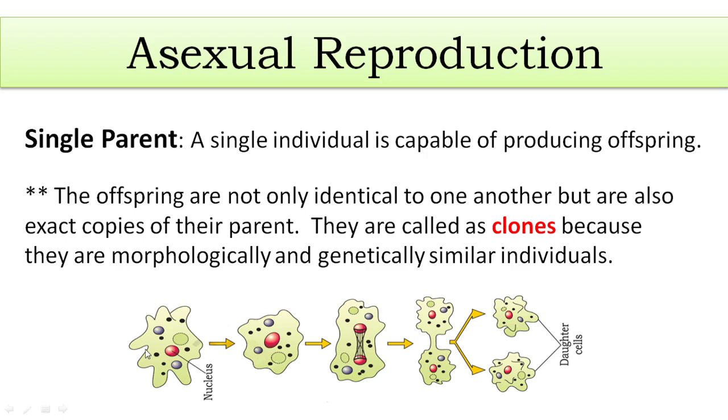Okay, so if you take the amoeba over here, this is the parent amoeba. This parent amoeba divides into two individuals, right? And if you compare these individuals, they are identical to each other, morphologically and genetically, right? And they are also identical to their parent cell. So therefore, they are called clones, morphologically and genetically.